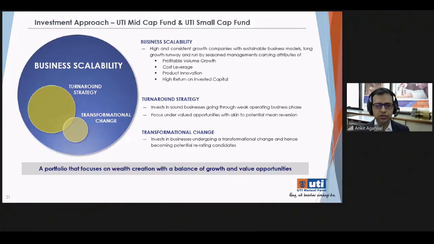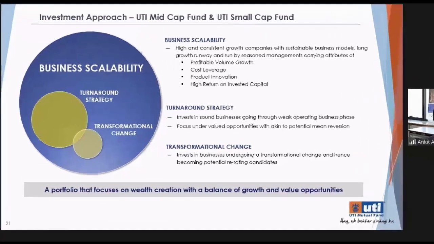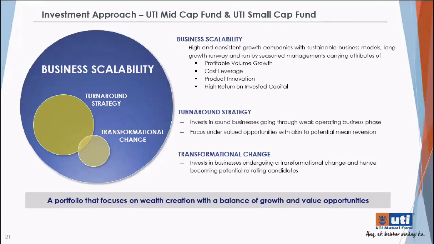Basically, the core of the portfolio, which is almost 70% of the portfolio, what we are trying to buy are consistent growth companies, which have a sustainable business model and have a long runway of growth. And these companies are typically run by seasoned managements. And therefore, they carry attributes like profitable volume growth. They have either cost leverage, they are innovative, and they do end up generating higher returns on invested capital. So you can look at some of these companies as companies which can possibly compound your earnings over a period of time. So the core of the portfolio lies in such high quality businesses.